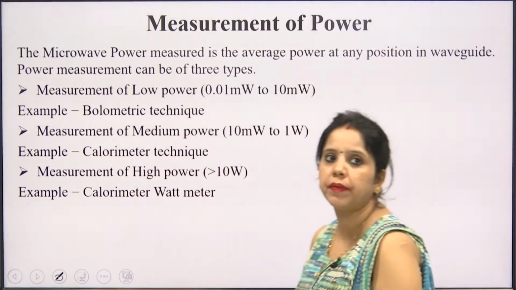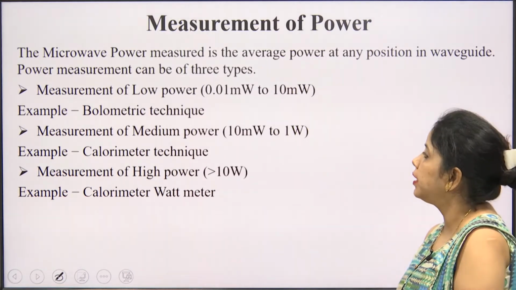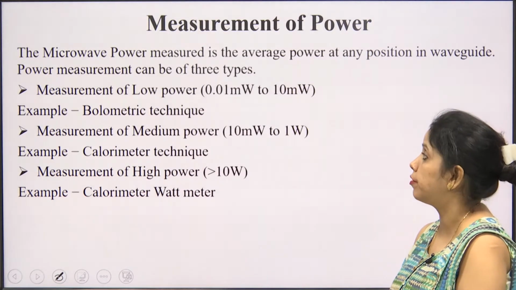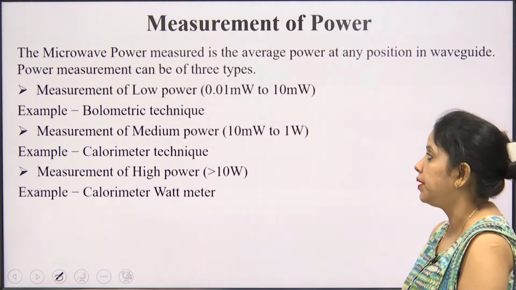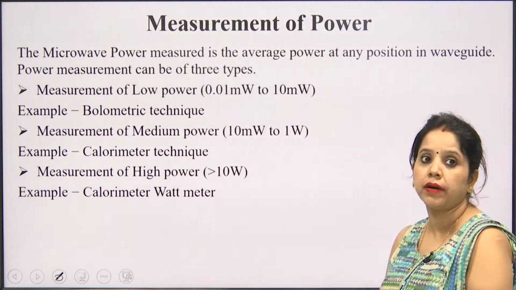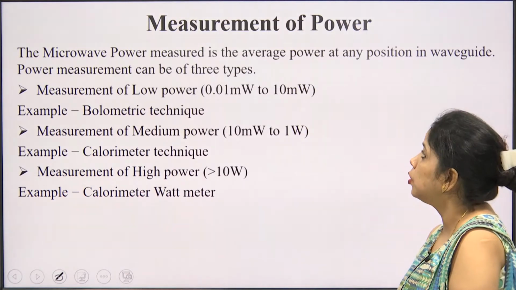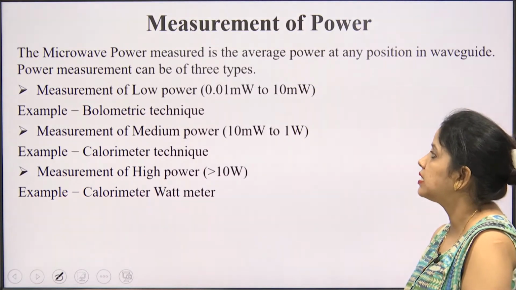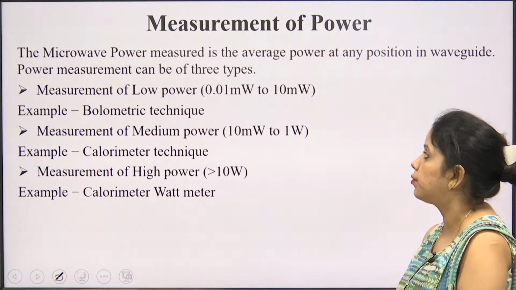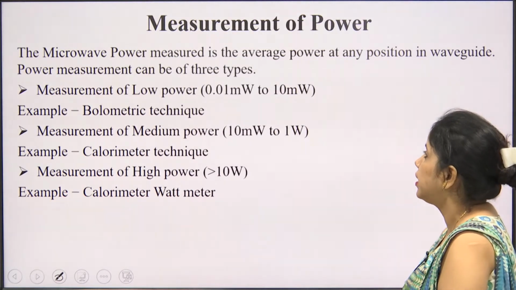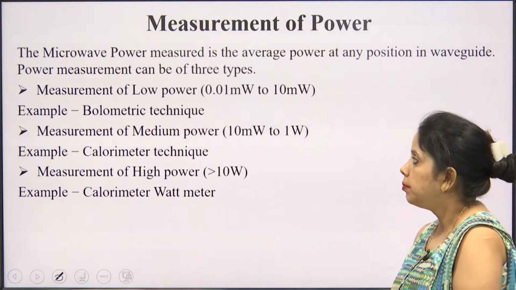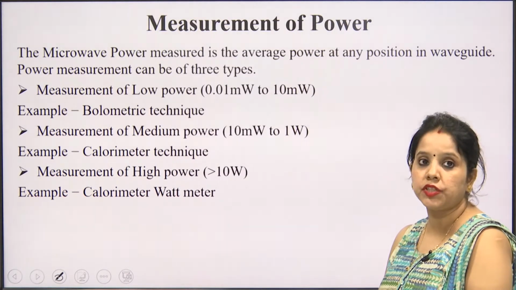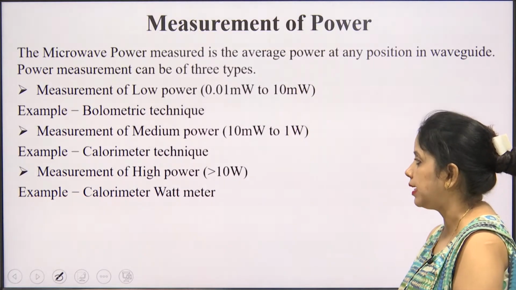Now comes the measurement of power. Measurement of power in the microwave can be done in terms of low power measurement, medium power measurement and high power measurement. We measure low power with the help of the bolometric technique, and in that case the power ranges from 0.01 milliwatt to 10 milliwatt. Medium power, 10 milliwatt to 1 watt, can be measured with the help of a calorimeter technique.